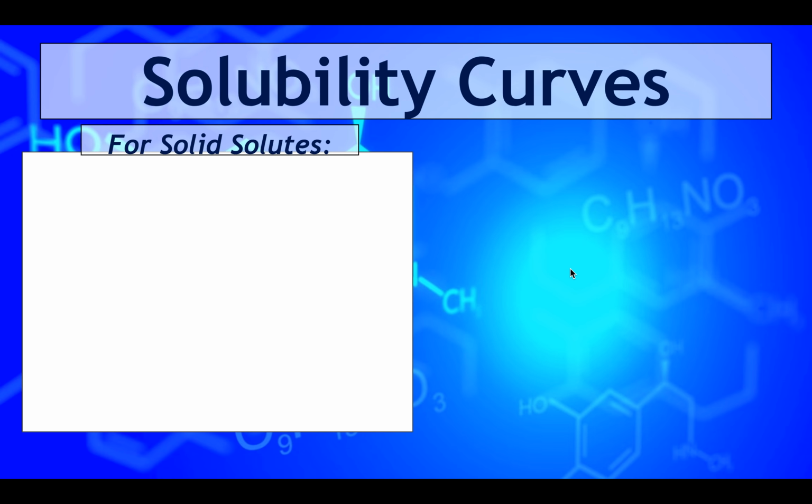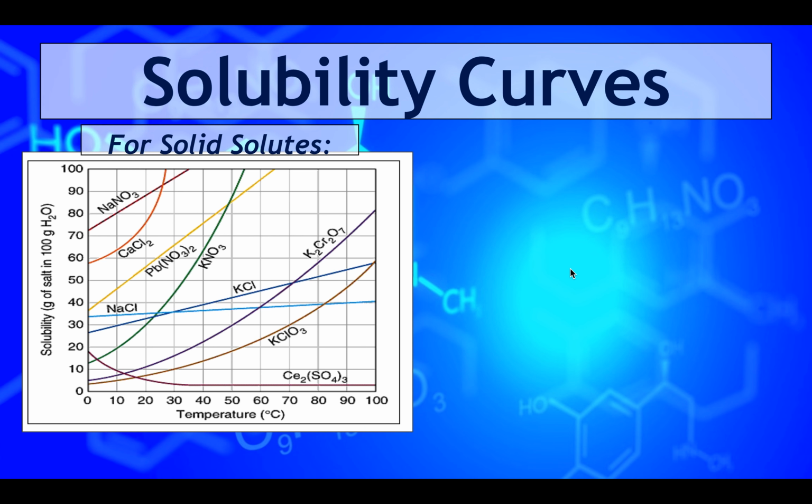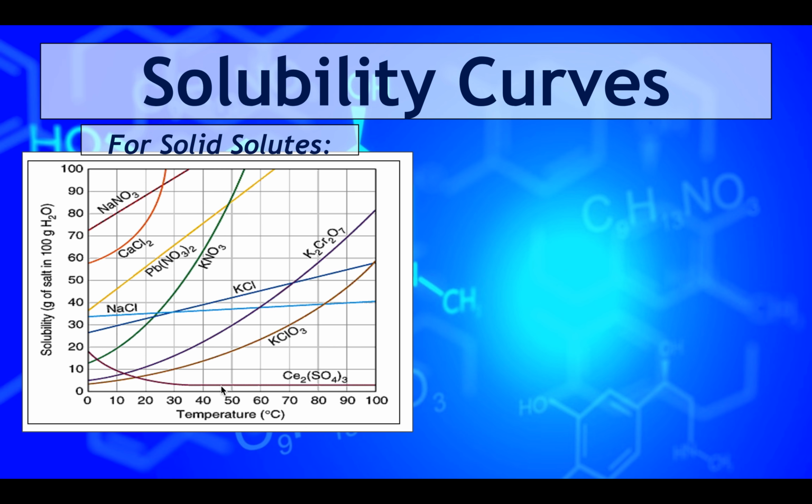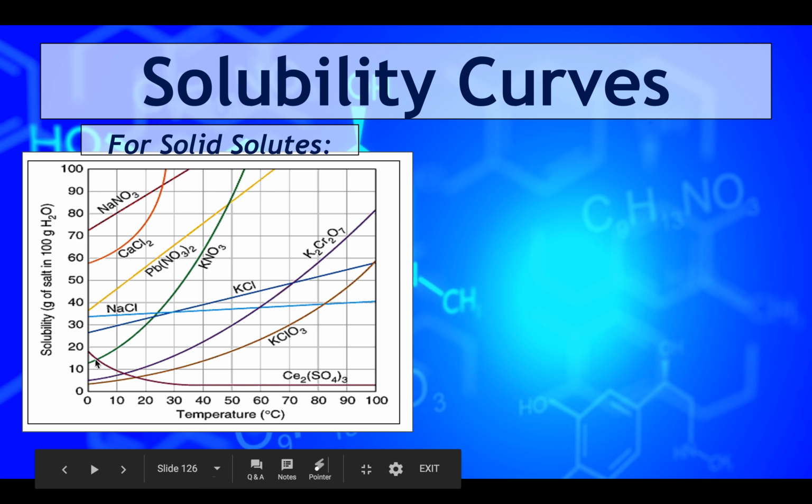Solubility curves. For solid substances, you can see that for most substances, as we increase the temperature, we can get more of the substance to dissolve in water. But not all substances behave this way. You can see that cesium sulfate actually has a negative curve. So the warmer it gets, the less of it dissolves.